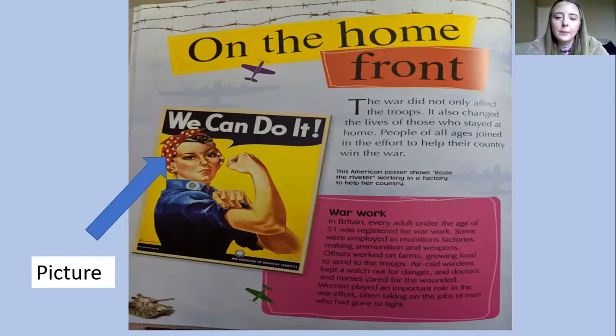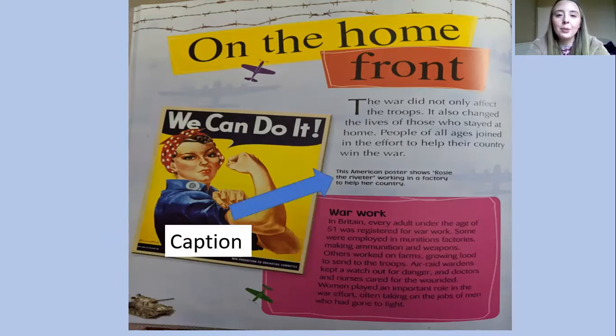Sometimes we have labels, but that's not a label, is it? It's not labelling what is in that picture. It's another word for it, beginning with C. Do you remember what it's called? It's a caption. Well done if you remembered that. So our caption tells us a little bit more information about that picture.